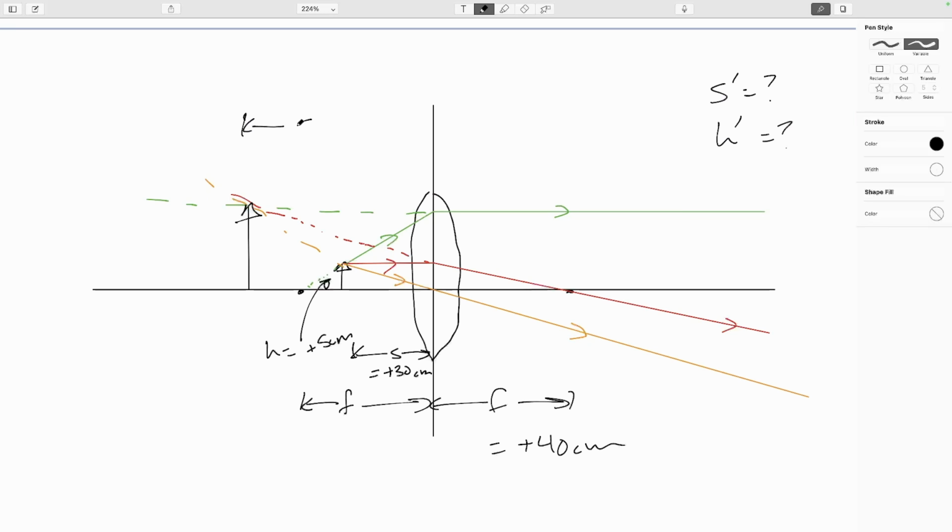So this is the image distance that I want to know. And from the diagram, I can immediately tell that the answer better be negative. Similarly, this is the image height that I want to know. And looking at the ray diagram, I can immediately tell that it's going to be positive.